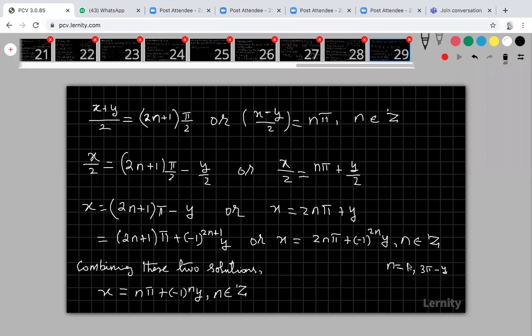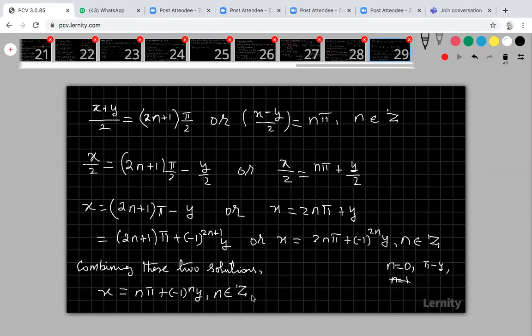Suppose I am giving n is equal to 0, what happened here? When n is equal to 0, what is the answer here? My n is equal to 0 means this is only pi. Pi minus y. Right. If n is equal to 0, this is entirely 0. Here also we are getting minus 1 the whole power 0, it is 0, we are getting only y.